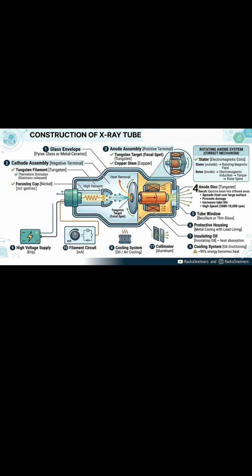the tube. Next will be the anode disc, basically the disc over which the electrons are going to hit. Sometimes it is rotating in nature, other times it is stationary in nature. So if it is rotating in nature, it is going to carry the stator and the rotor.